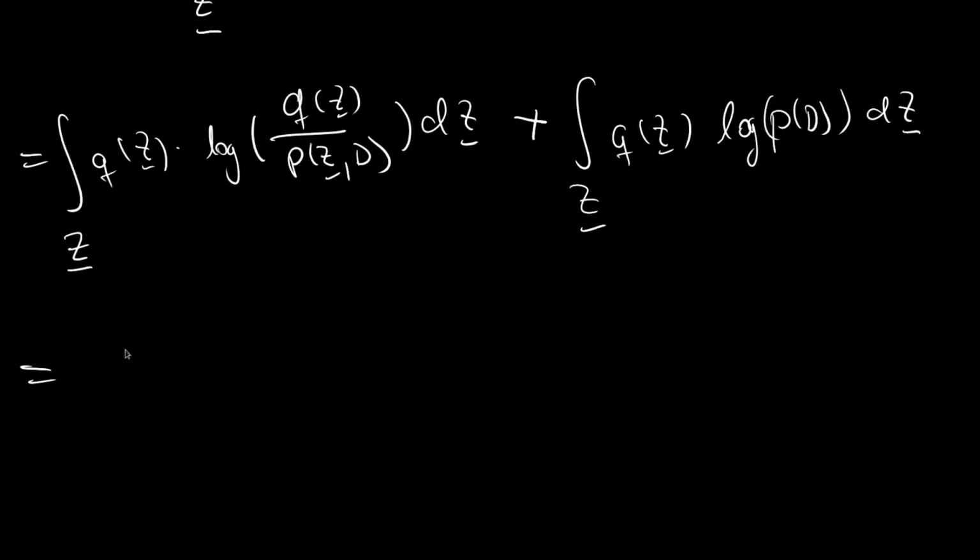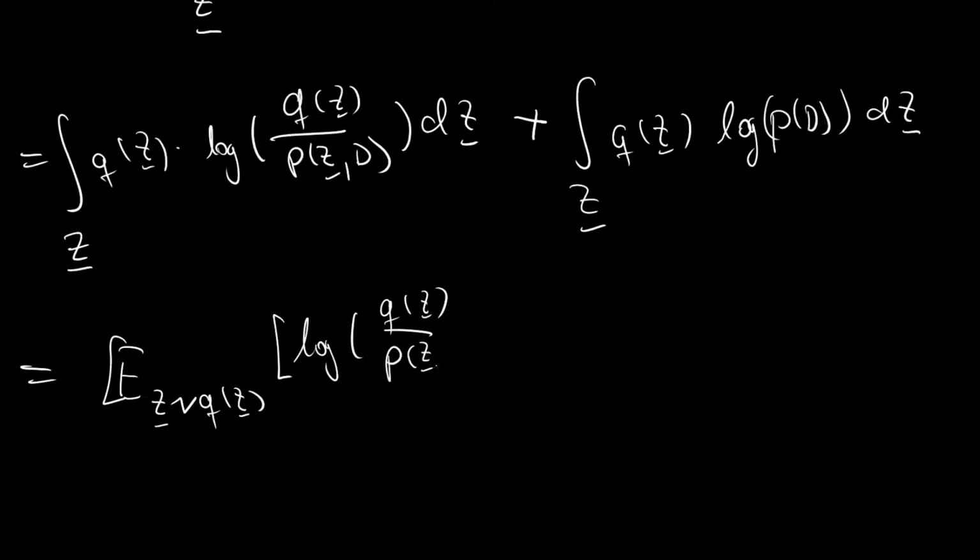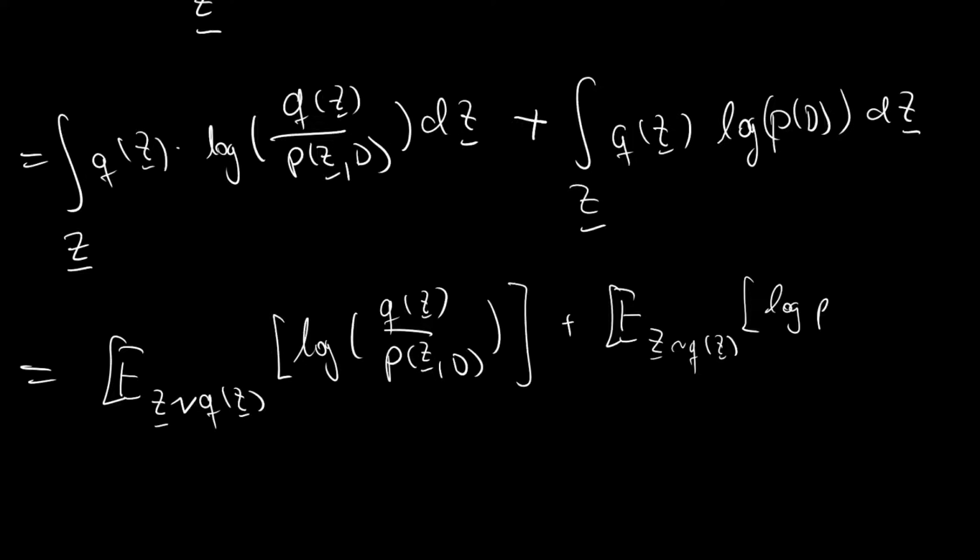So let us note this down. Here we have the expectation over Z distributed according to Q of Z of the logarithm of Q of Z over P of Z and D, closing brackets for the logarithm, and then closing brackets for the expectation, plus another expectation, again over the same distribution. And here we then have the logarithm of P of D.